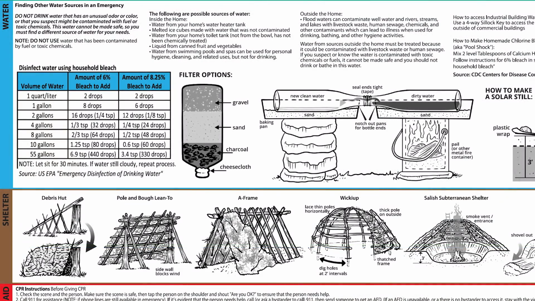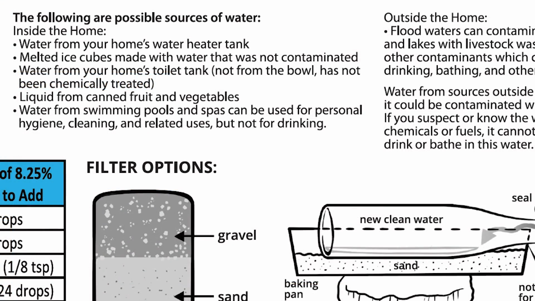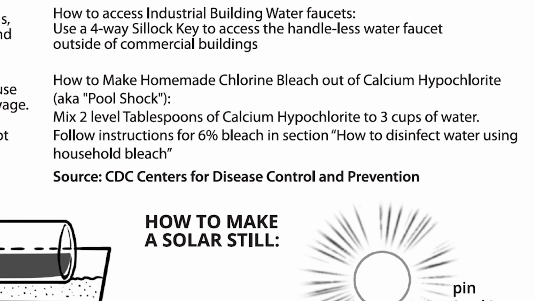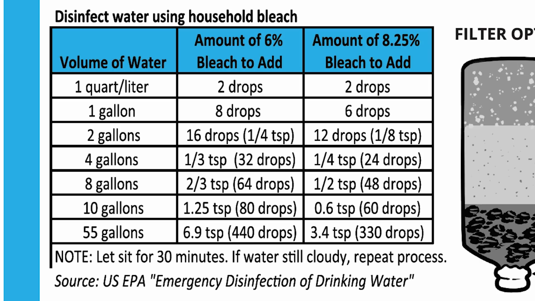In the water section, we have various information from the Center for Disease Control on possible sources of water in an emergency situation, for example, inside of your home and outside of your home. I also have information here on how to make homemade chlorine bleach using pool shock, so the correct ratio for that. There's also a table here for disinfecting water using household bleach. So again, the ratio for bleach to water, for example, 2 drops of bleach for 1 quart of water. We also have it for 2 gallons, 4 gallons, and so on.